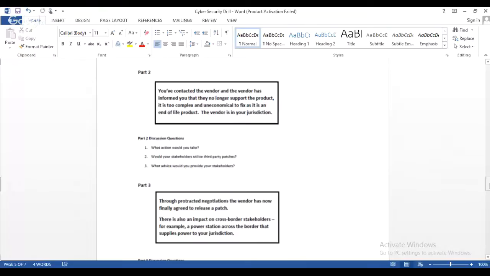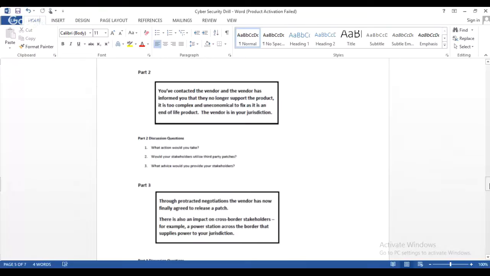Yes, Richard? In the second question, would your stakeholders utilize third-party patches? It is possible to use third-party patches if they are needed. Also, they can be used as a temporary solution until they come up with a better solution. But if stakeholders do not trust third parties, they can always hire a team of developers to patch the system, and it will be more trustworthy and secure. But it will cost somewhat.